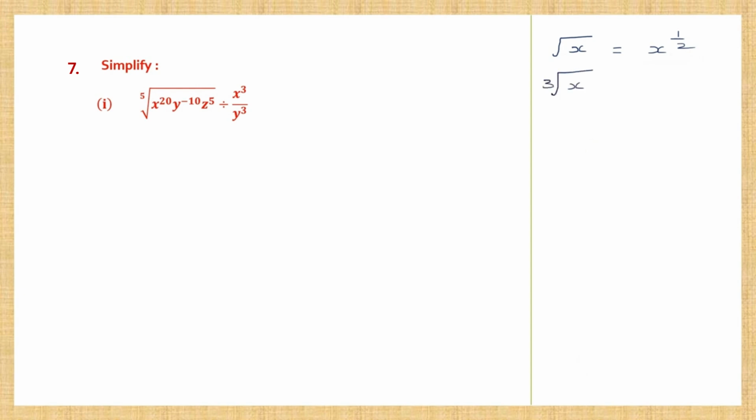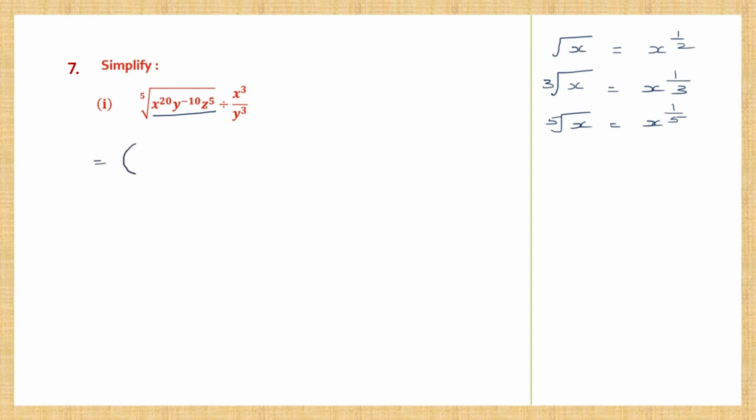Suppose you have root 3, then we write x raised to the power of 1 by 3. Now here what do we have? We have root 5, isn't it? So if we have root 5, to remove that we say x to the power of 1 by 5. So here this whole thing is raised to the power of 1 by 5 when we remove this root sign, root 5. So in that case, let's write that.